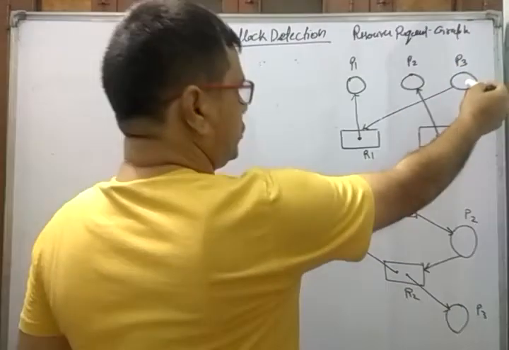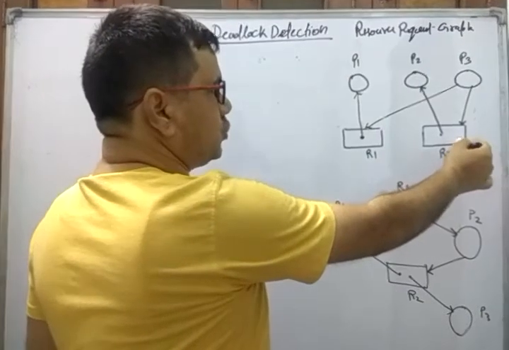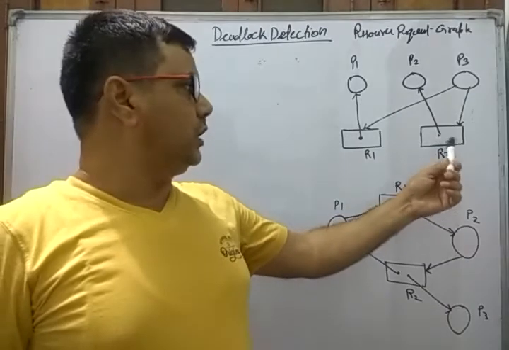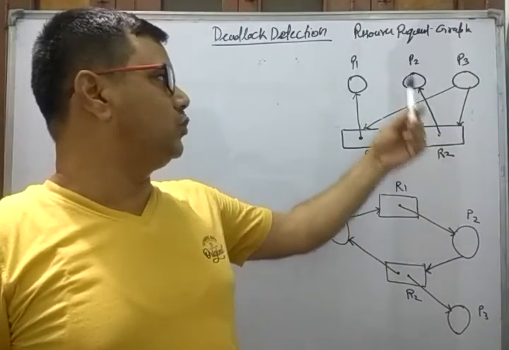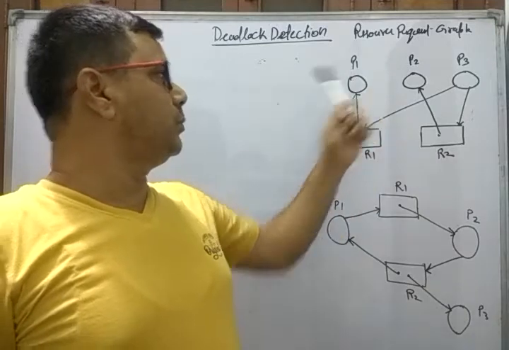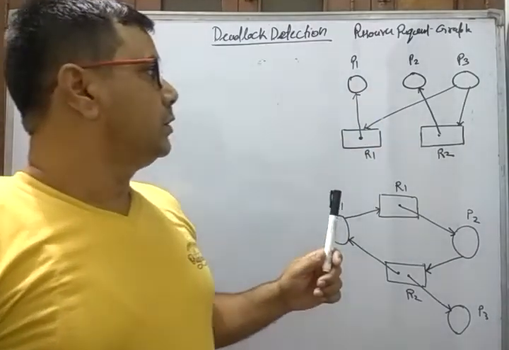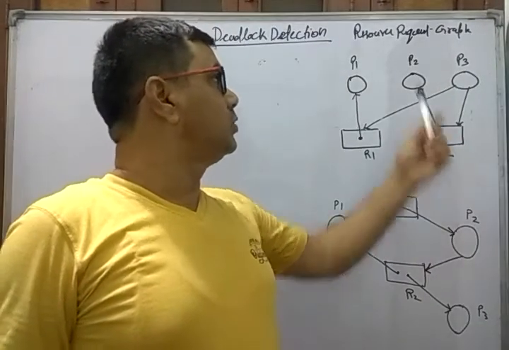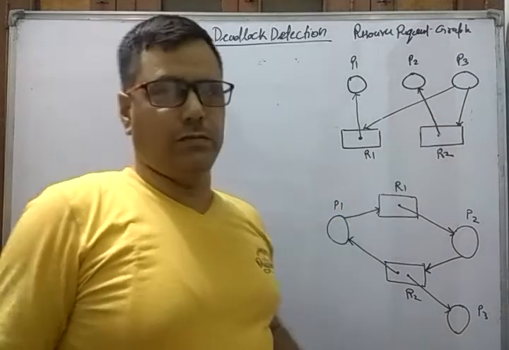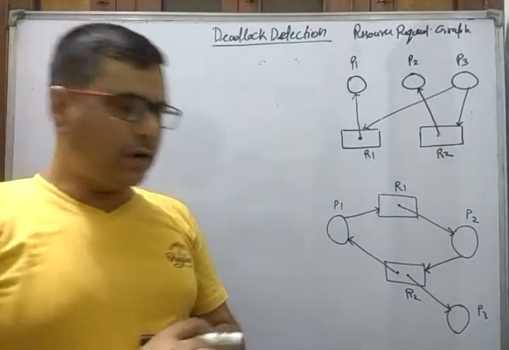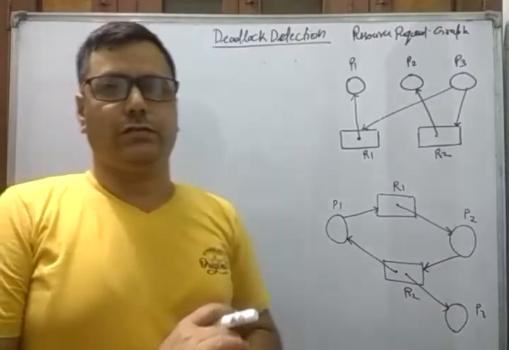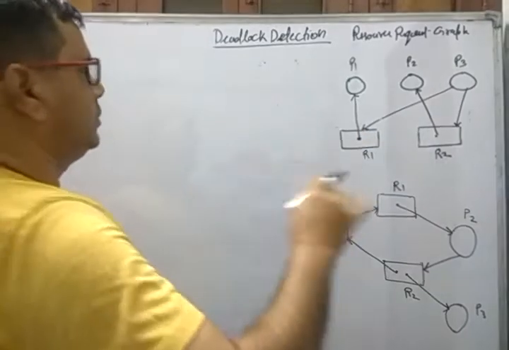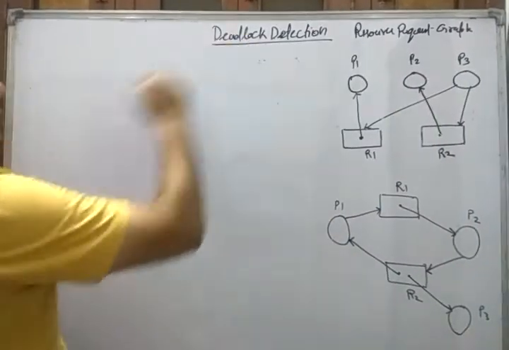process P3 is requesting resource R2 and resource R1. Resource R2 is held by the process P2, that is assigned to P2, and resource R1 is assigned to P1. If we move from P3 to R2, from R2 to P2, there is no cycle. Visually we can say there is no cycle. But how can we prove it? For proving it, we will test it by using some principles.